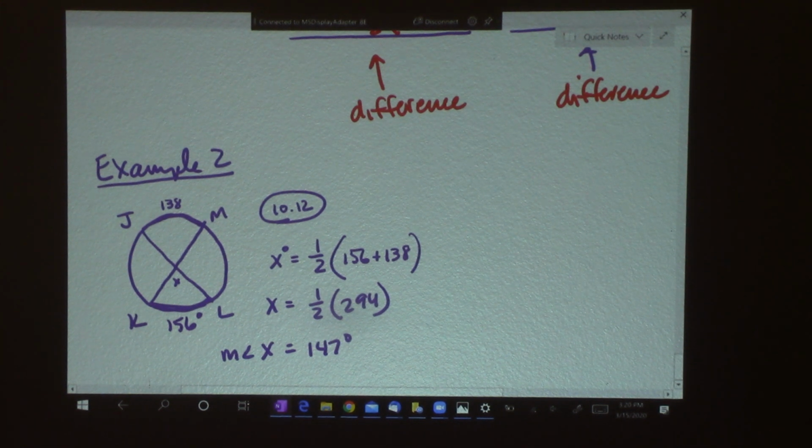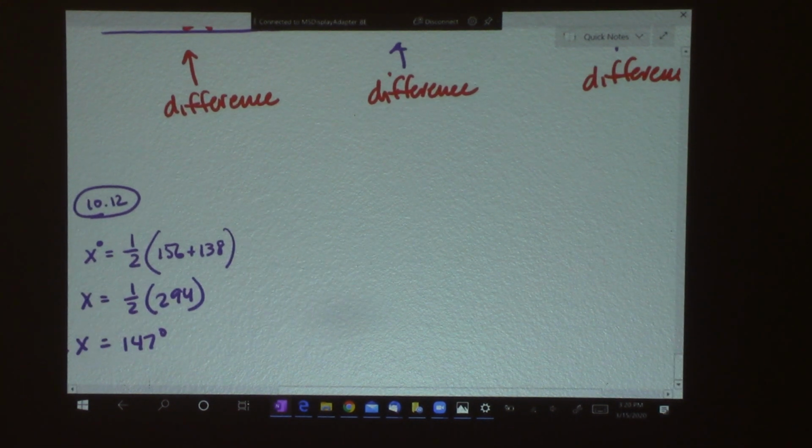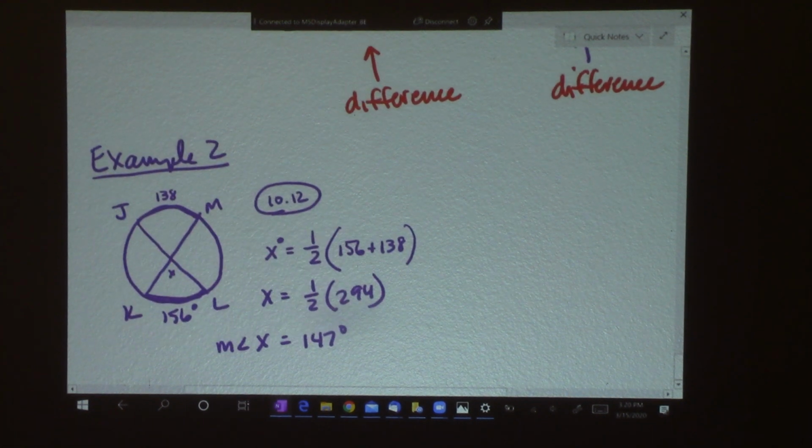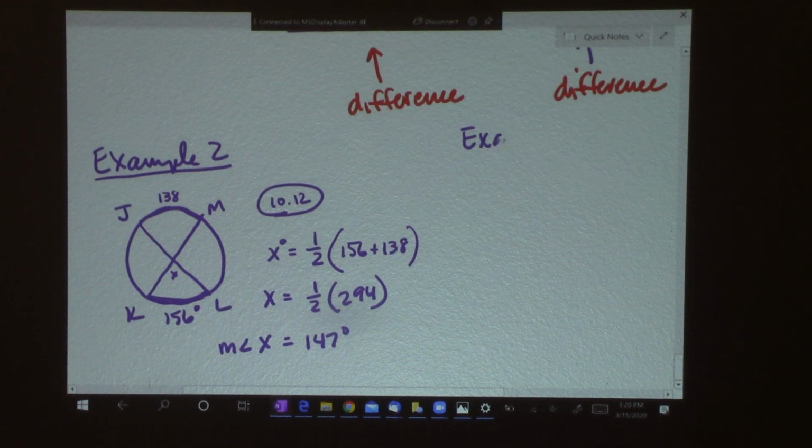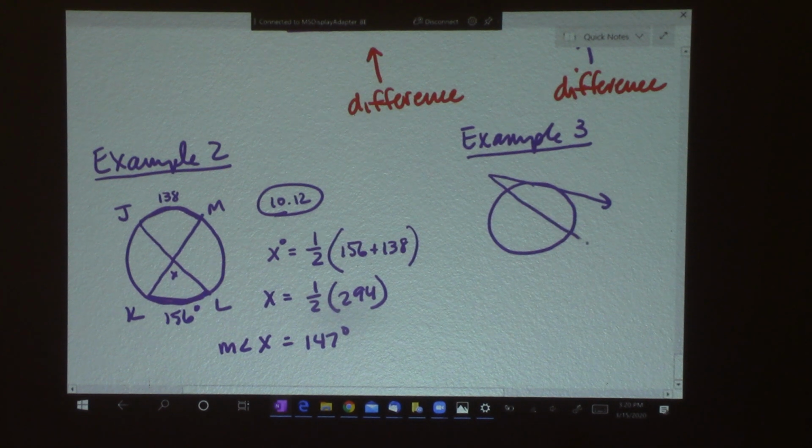All right. So let's go to the next example, number 3. I will leave that there so you can finish writing. And I will draw the picture. C, D, B, this is 76, and this is 178, and this is A.